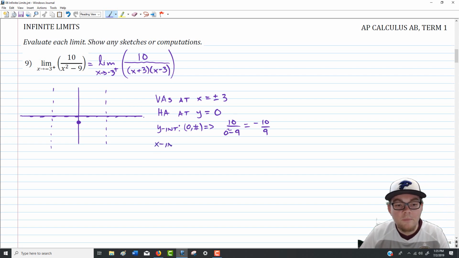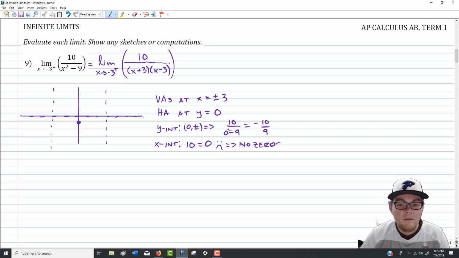For x-intercepts, though, we need to set the numerator equal to 0, at least after any factoring and dividing out. So the numerator is 10, so we need to figure out when does 10 equal 0. And the fact is that's not true. So what that means is there are no zeros for our function. There's never a place where this graph crosses the x-axis.